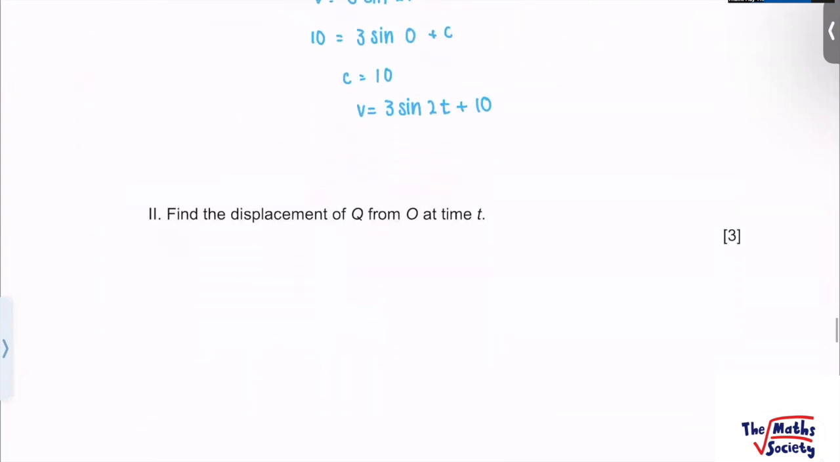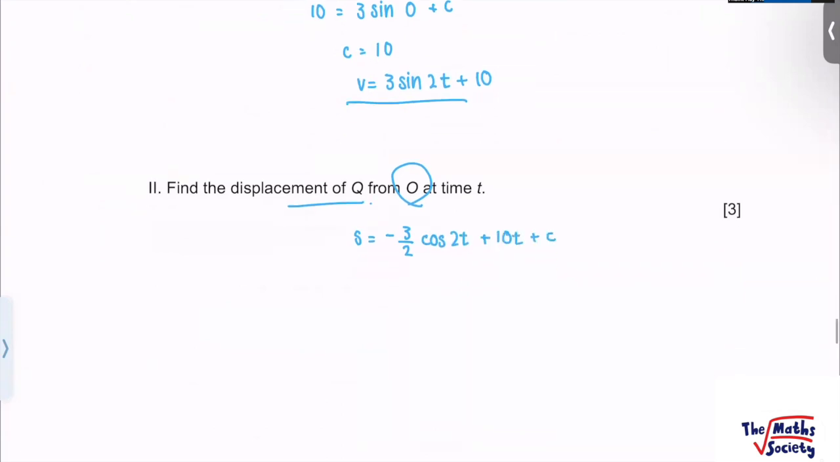And then number 2 is to find the displacement of Q from 0 at time t. So we're going to find the displacement, this differentiation first. We're going to differentiate it. So we're going to have minus 3 by 2, differentiating this one, so cos 2t plus 10t plus c. Oh, sorry, differentiating.